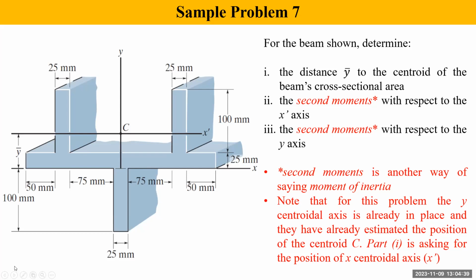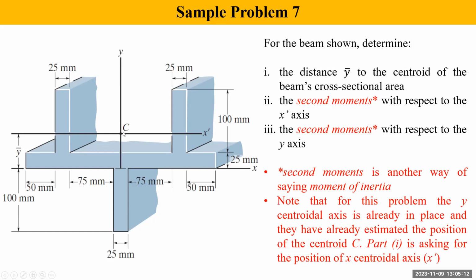It's a little bit different from the others. Now, first you need to establish, you need to look where your X and Y axis is. So we have a section here, right? So we have a beam shown. The first thing that it said to us, it said the distance y bar to the centroid of the beam's cross-sectional area. That's the first thing that they want.